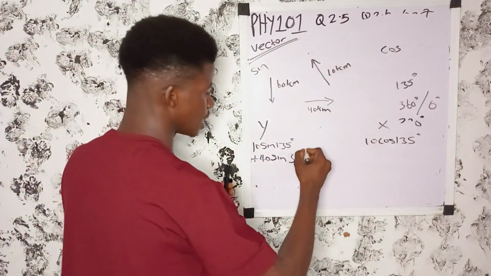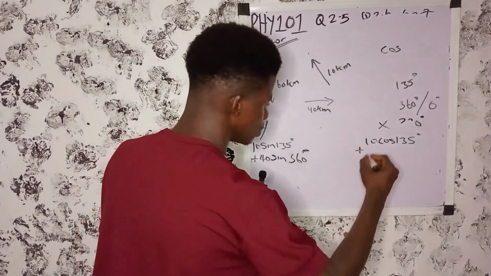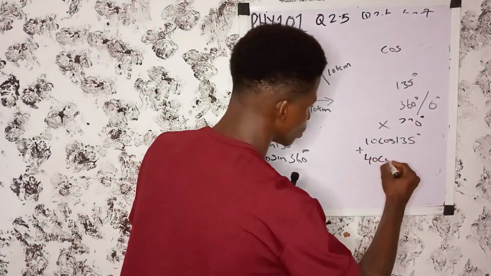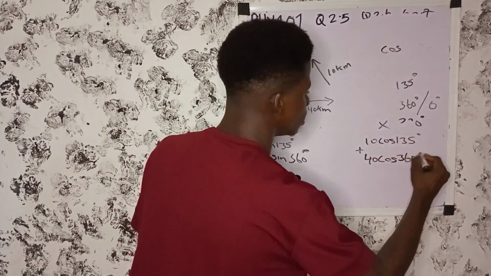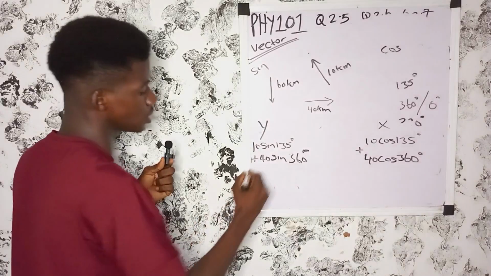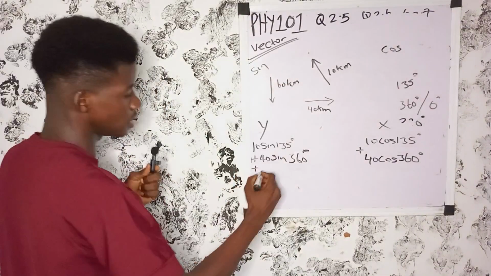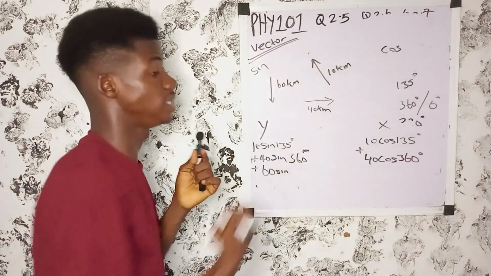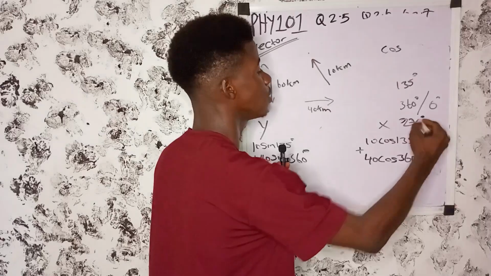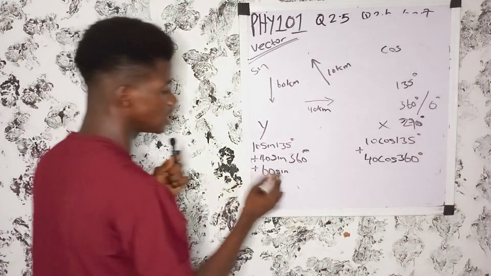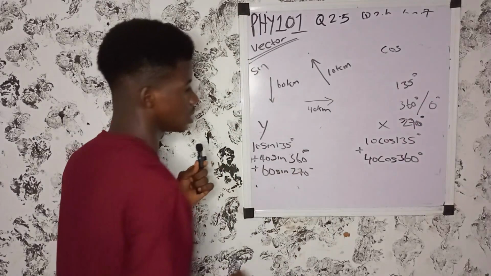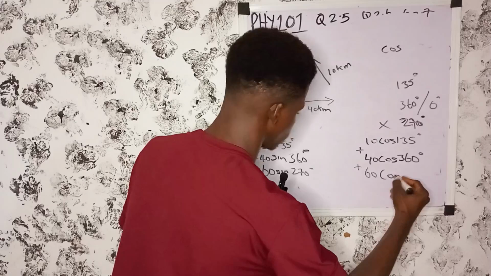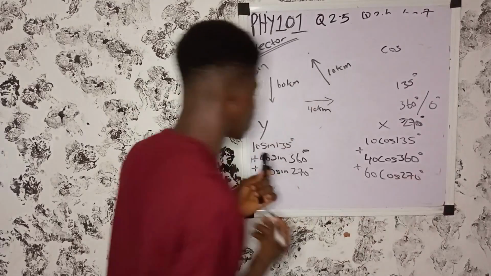Then I'll go to the x and put plus 40 cos 360 degrees. Then plus 60 sine. This 60 is south, and remember, the angle at south is 270 degrees. So it will be 60 sine 270 degrees, then plus 60 cos 270 degrees. So that is just it.